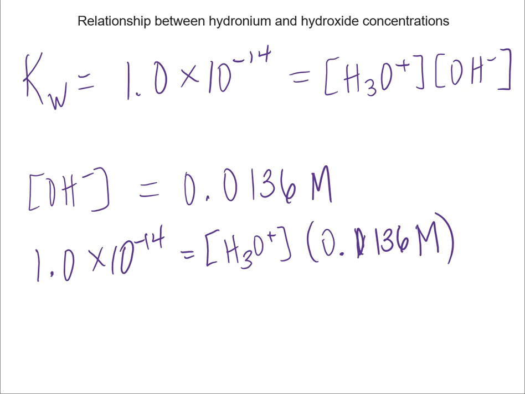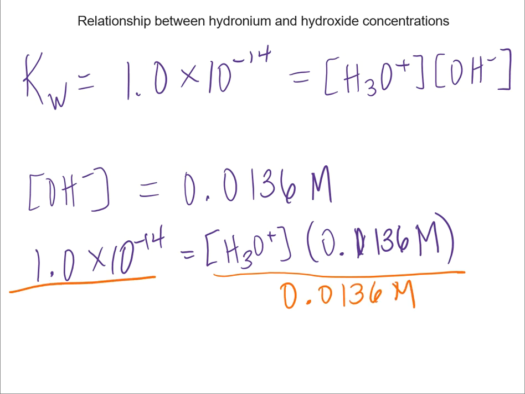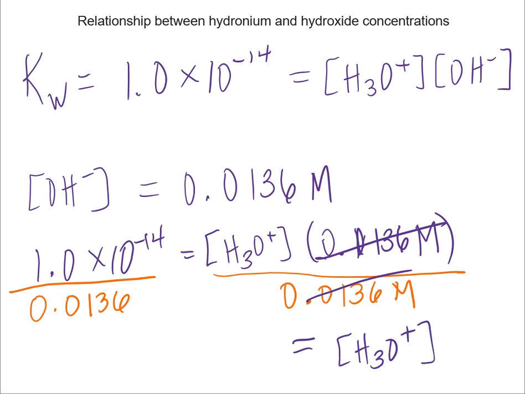In order to solve for it, I have to get it by itself. Right now, it's multiplied by that hydroxide concentration. So I have to do the opposite, which is to divide. When I divide one side, I have to divide the opposite side. On the right side, they cancel out to simply leave me with hydronium. On the left side, I have to make sure I enter it in my calculator correctly. You have 1 times 10 to the negative 14 divided by 0.0136. And once you put that in your calculator, you end up with 7.35 times 10 to the negative 13. And that's your concentration of acid.